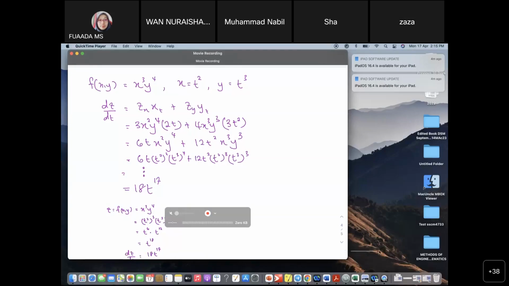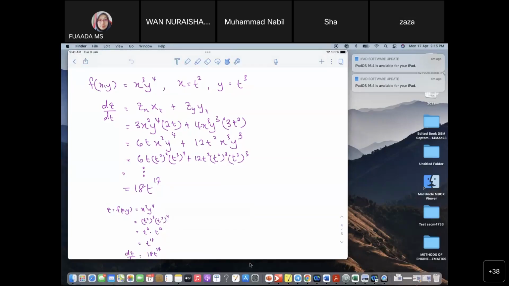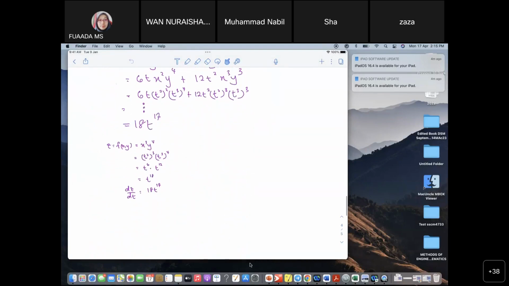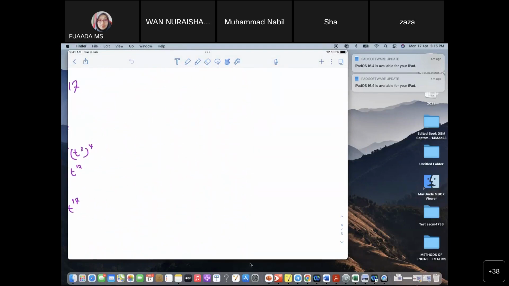So a quick revision on the chain rule. The chain rule that we have discussed last week is when you have a few layers of function, where sometimes you are given a function.